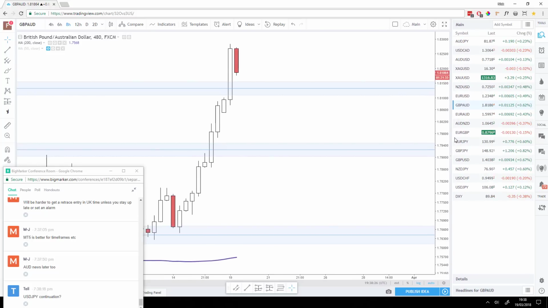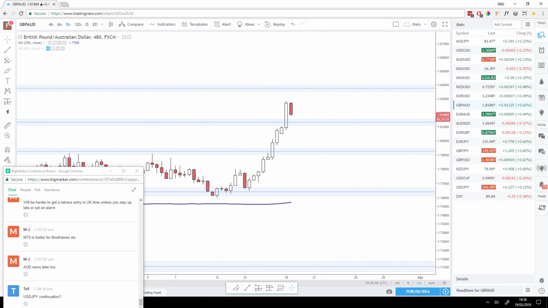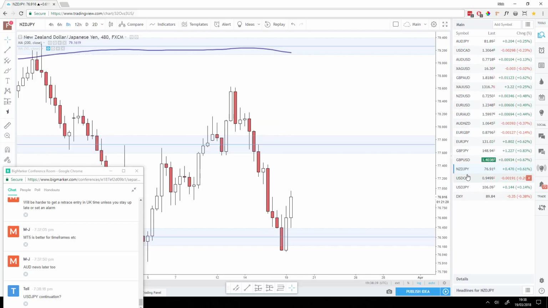In GBP AUD, we could look for a nicer continuation here, as it is coming down to this support area. So we could be looking for continuation there. So let's actually keep an eye on that one too. But other than that, there's not much going on.